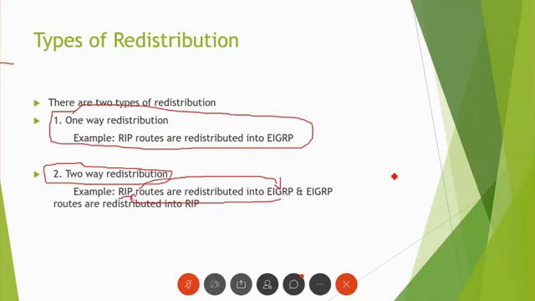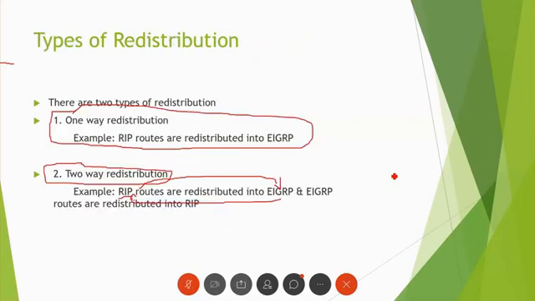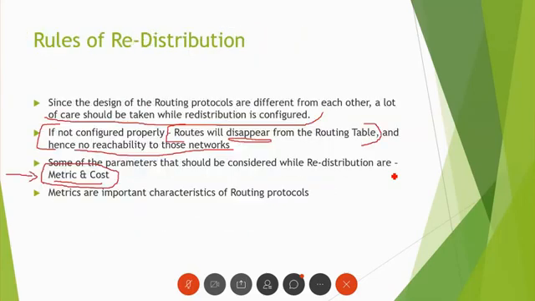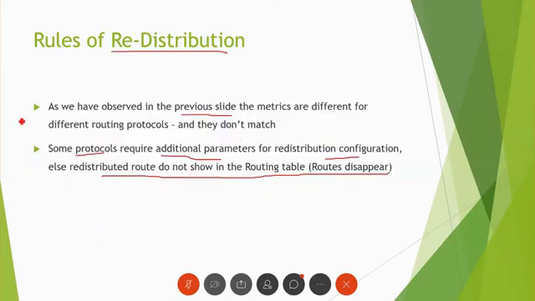Where did we mention that? Yeah, here you can see point number 2: the routes disappear if not configured properly. So the same thing we are referring to here. We have to ensure that these additional parameters are provided, and these additional parameters are nothing but the metric of the protocol.